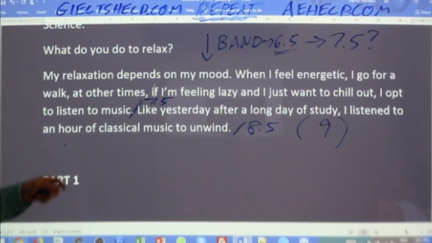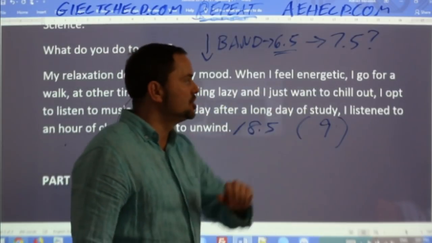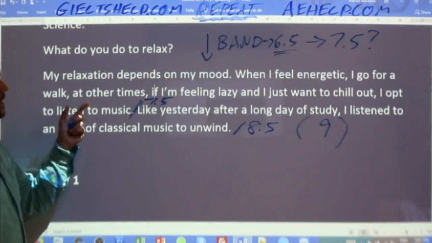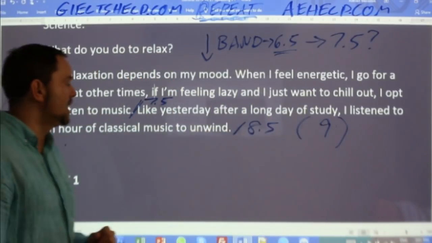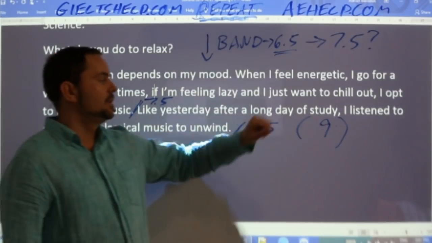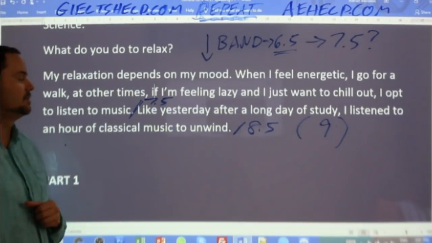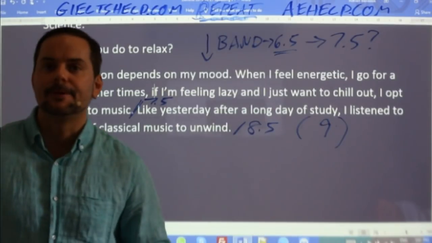So one more time, repeat after me. My relaxation depends on my mood. When I feel energetic, I go for a walk. At other times, if I'm feeling lazy and I just want to chill out, I opt to listen to music. Like yesterday, after a long day of study, I listened to an hour of classical to unwind, okay? That's your high band score, all right?